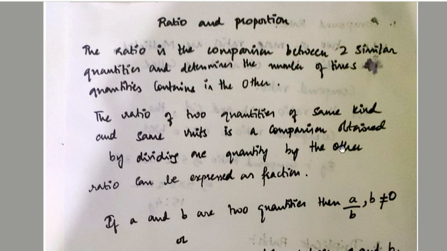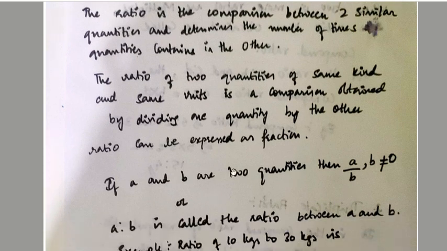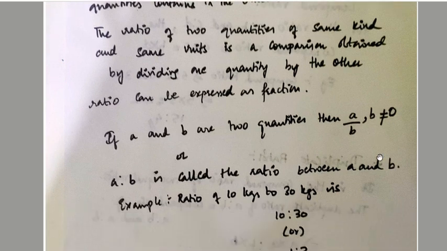So the ratio of two quantities of the same kind and same unit is basically a comparison obtained by dividing one quantity by the other quantity, which can be expressed in the form of a ratio or fraction. So if A and B are two quantities, then A divided by B, where B is not equal to 0, is called the ratio between A and B, written A is to B.